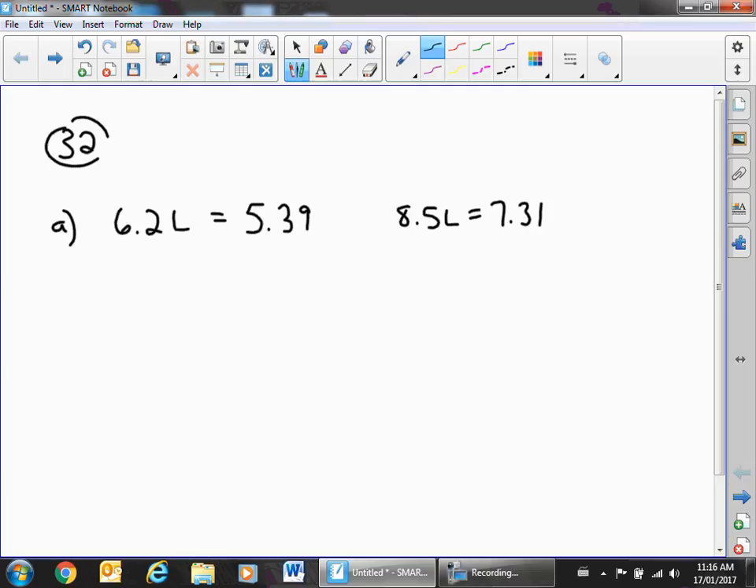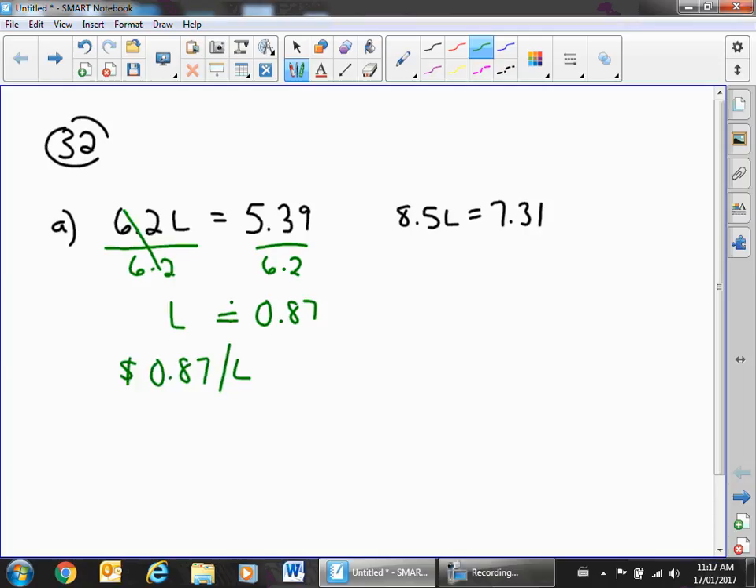So I've left my L in there to represent liters, and that would be our variable. So we know that 6.2 times L equals $5.39. So this is an algebra equation. All we're going to do is get L by itself. So divide both sides by 6.2. Those cancel out. Our L, our liters, is approximately 87 cents per liter. That's what we're paying on this particular pump.